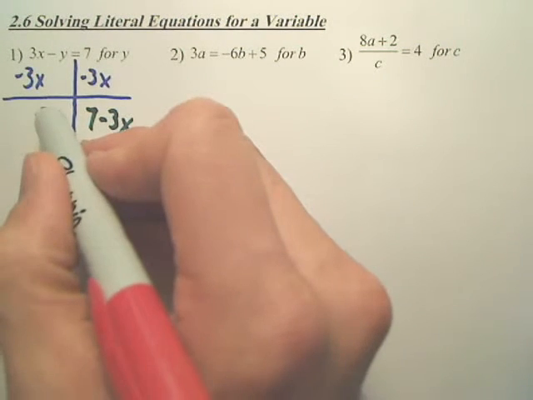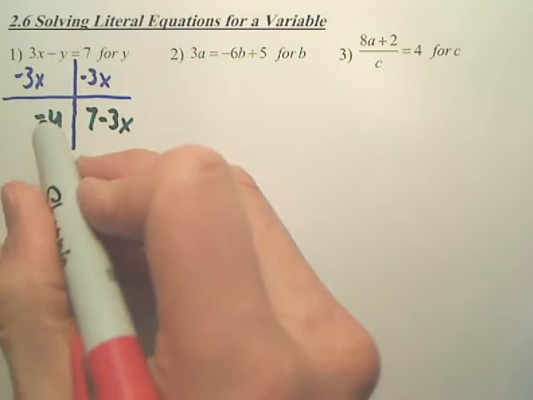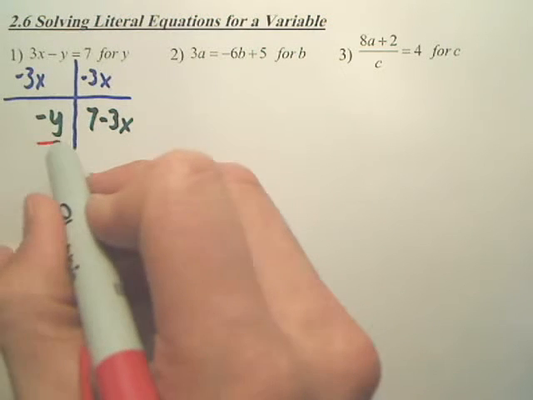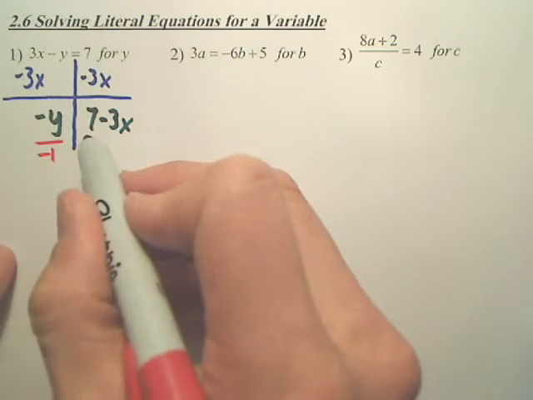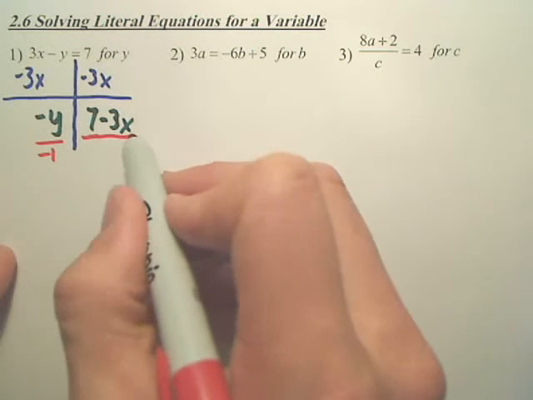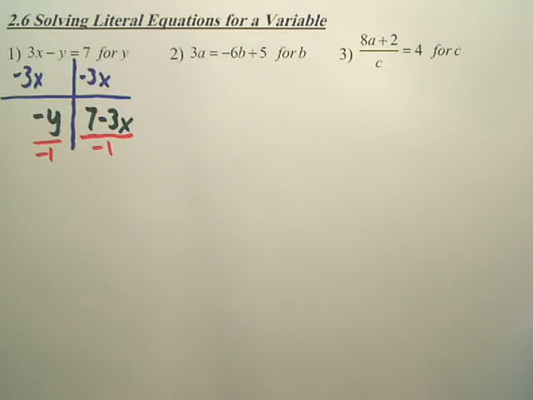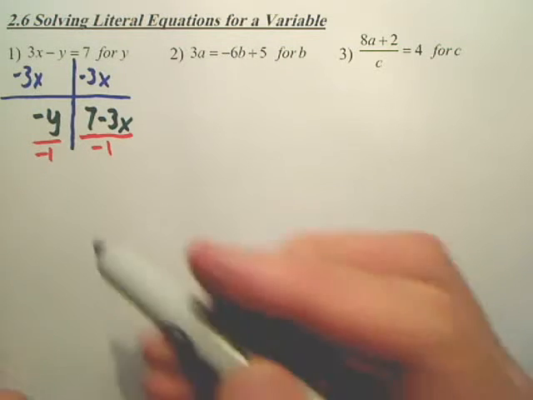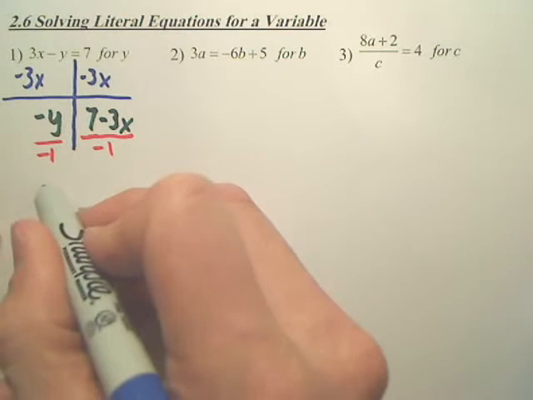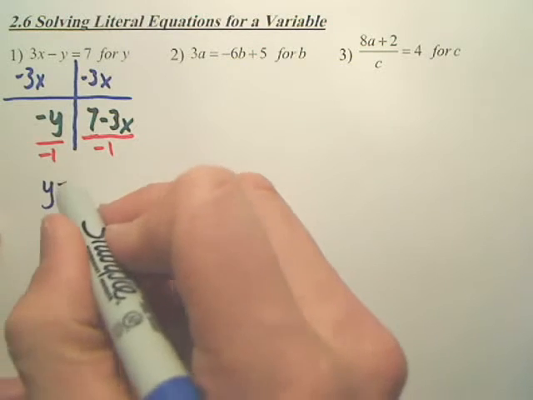Now, you have to first realize there's a 1 in front of the y. To get rid of this negative in front of the y, you have to divide by negative 1. So we're going to divide both sides by negative 1. The negatives cancel, gives us y.